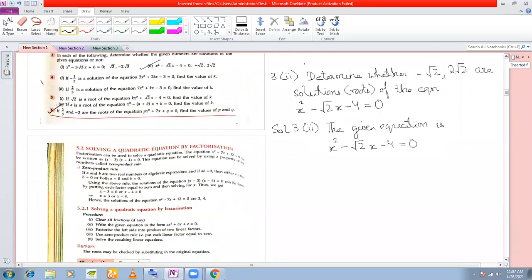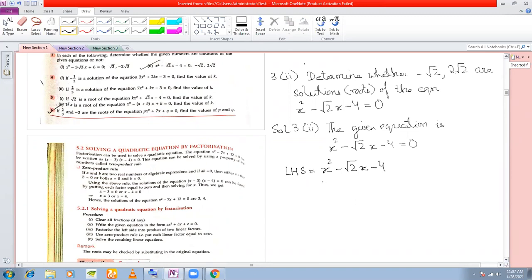You put it in the left hand side or the right hand side of the equation and check whether they are equal. Whether left hand side is equal to right hand side. So here what you do is, you start with the left hand side of this equation. What is the left hand side? x square minus root 2x minus 4.